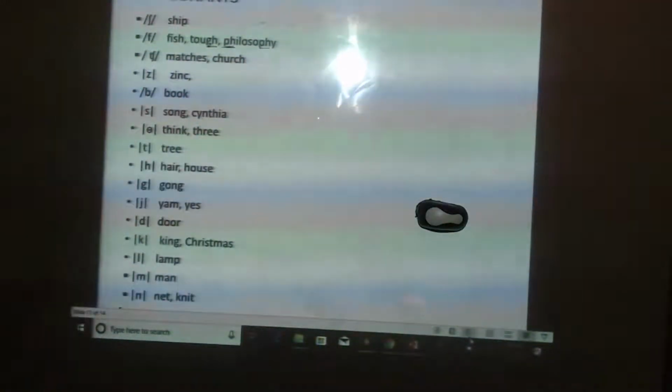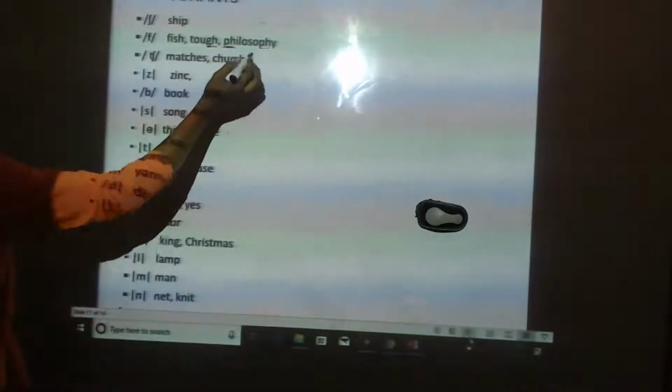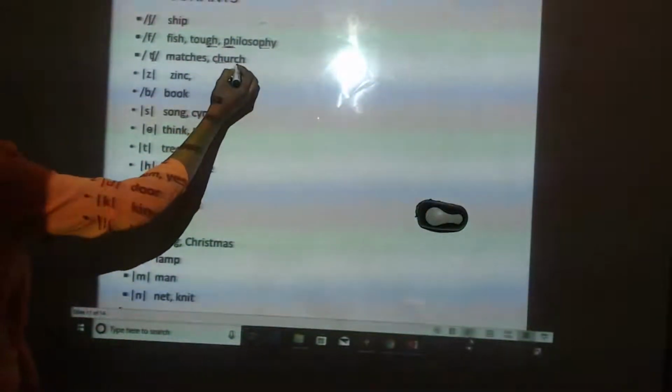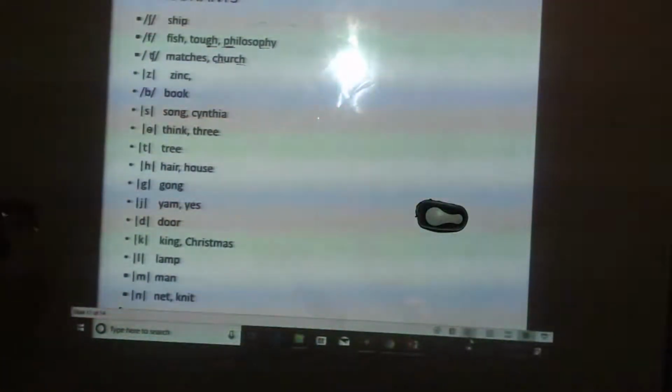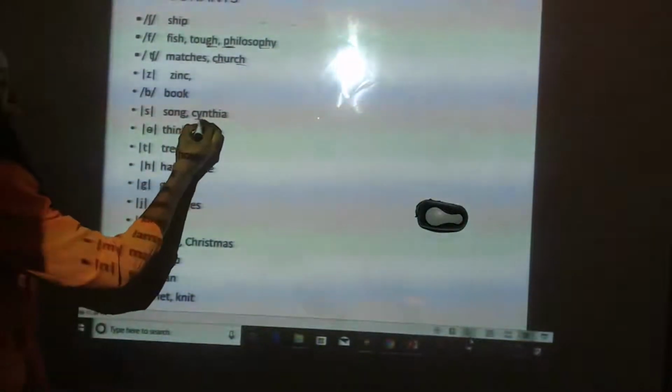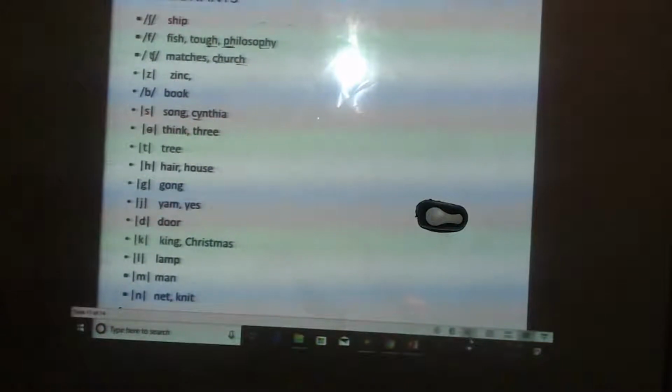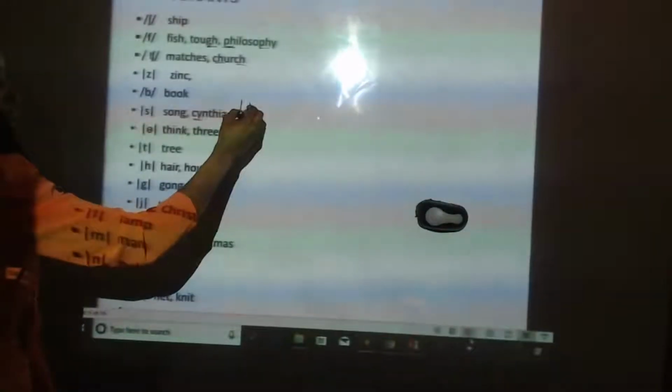The next one we have is the consonant ch. For example, matches and church, the ch sound. The CH gives you what? The ch sound. The next is z, for example, zinc. The next consonant is b, for example, book. The next is s, for example, song, Cynthia. The CY here gives you the sound s, not sh.